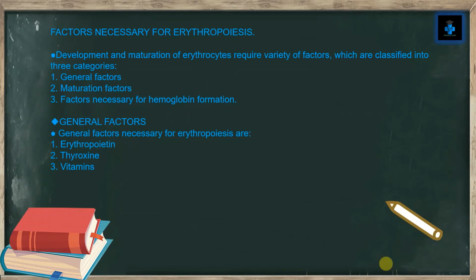Development and maturation of erythrocytes require a variety of factors, which are classified into 3 categories. Number 1, general factors. Number 2, maturation factors. Number 3, factors necessary for hemoglobin formation. General factors necessary for erythropoiesis are: number 1, erythropoietin. Number 2, thyroxine. Number 3, vitamins. Now let's check in detail.